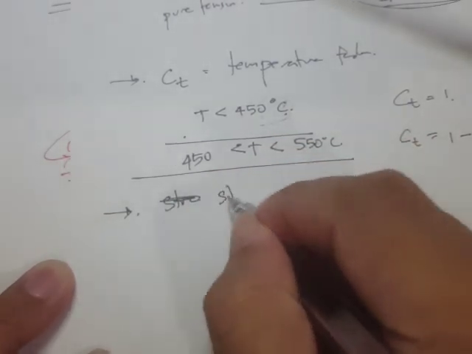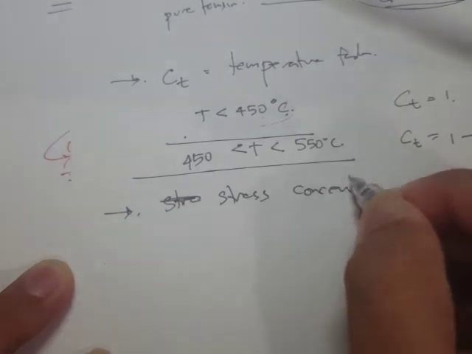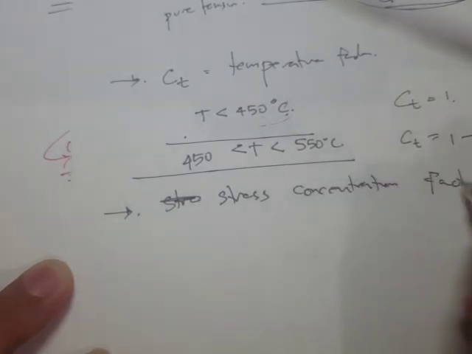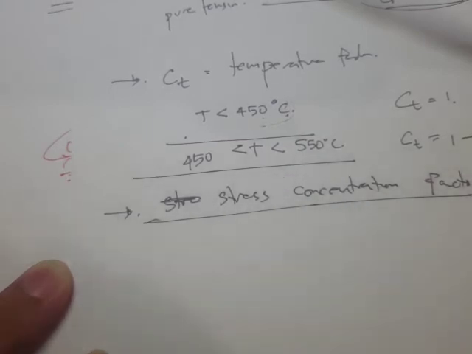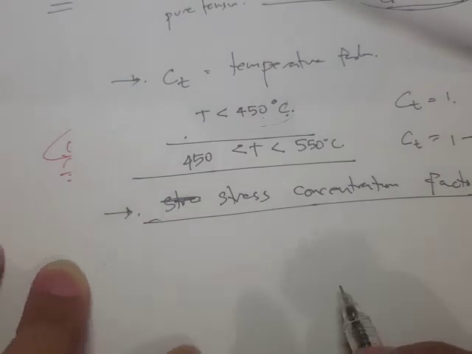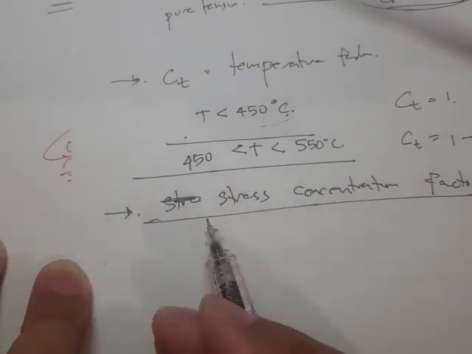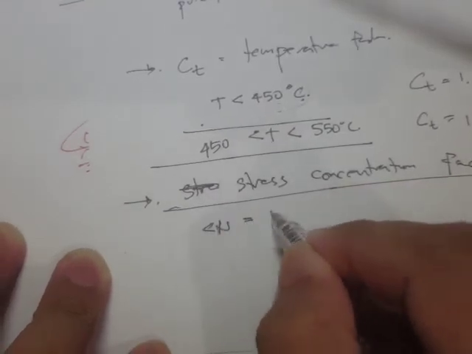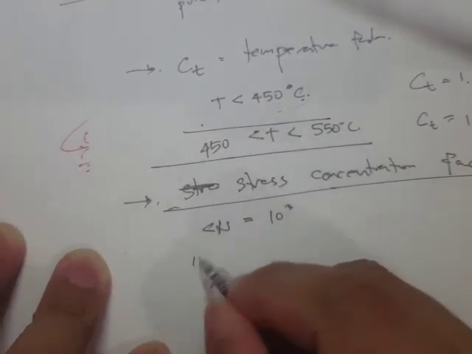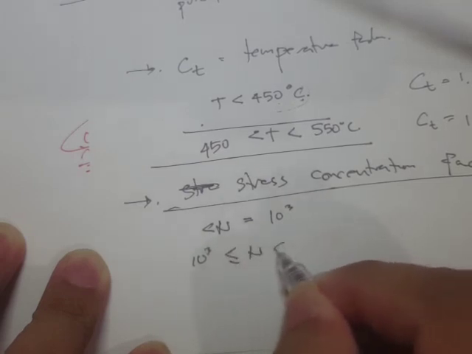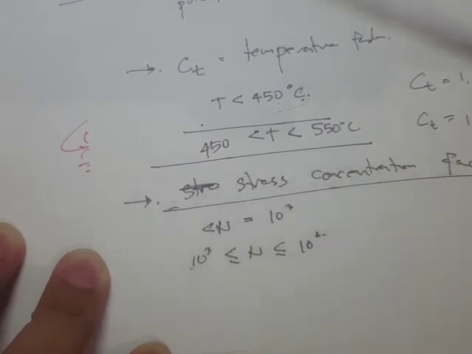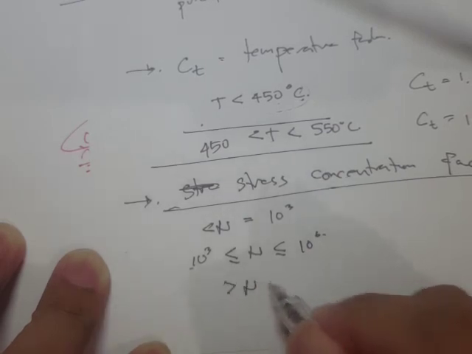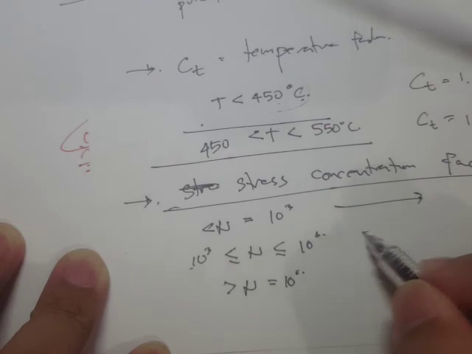All right, and the last one, actually it's not the last one, because there may be still others, but let's just write it here: stress concentration factor. Right, so the stress concentration factor is based on the fatigue regime. Is it low cycle fatigue or high cycle fatigue, or greater than 10 to the 6, right? So if N is less than 10 to the 3, or between 10 to the 3 and 10 to the 6, or greater than 10 to the 6, then we have equations right here.